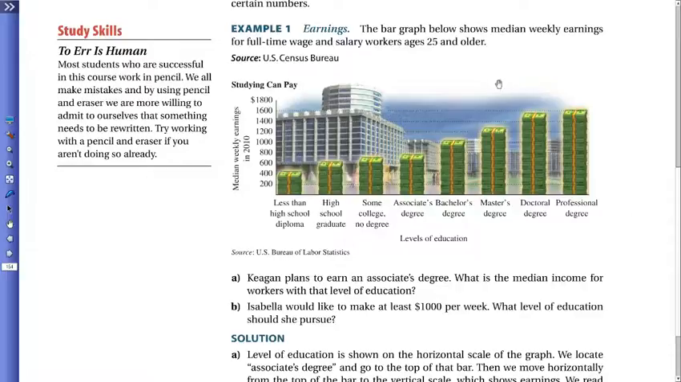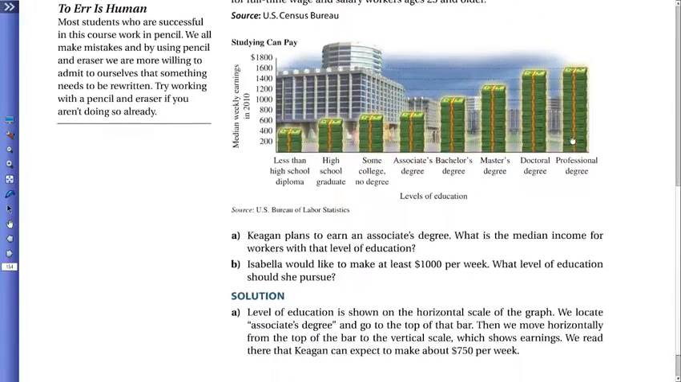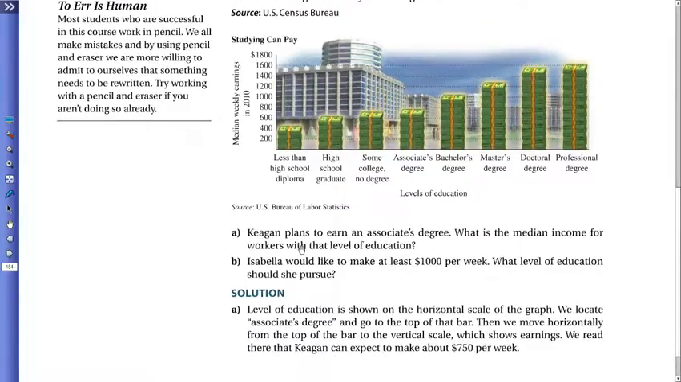So, good information. We can pull a lot of information off here. It's a good visual to show that the more education you get, the more money per week you'll make. And then they're going to ask some questions. It says, Kagan plans to earn an associate's degree. What is the median income for a worker with that level of education? Well, here is the associate's degree. I can look at that, and it comes very close to, that's why they put that dotted line in here, so I can trace it back to this vertical scale to about $800.